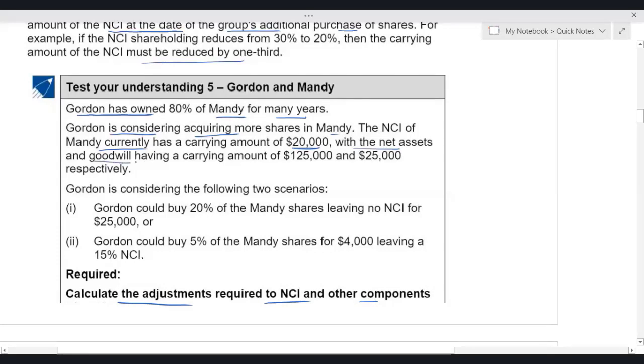With the net assets and goodwill having a carrying amount of 1,20,000 and 25,000 respectively, Gordon is considering the following two scenarios. Number one, Gordon could buy 20% of Monday shares, leaving no NCI. Obviously, if you buy the entire 20%, there will be zero NCI.